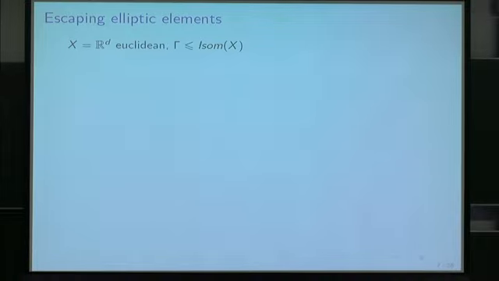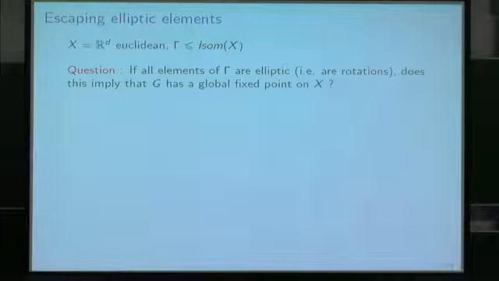So suppose you have a group acting on a space. I'm only talking about finitely generated groups. So you have a finite set generating a group, and you assume that the finite set is made of elliptic elements. They all fix a point. And then you take products, and you would like to escape elliptic elements. So how can you? The question is, can you always escape elliptic elements?